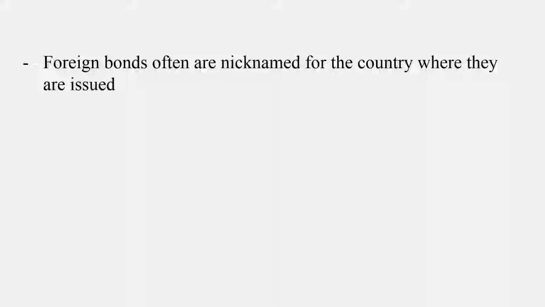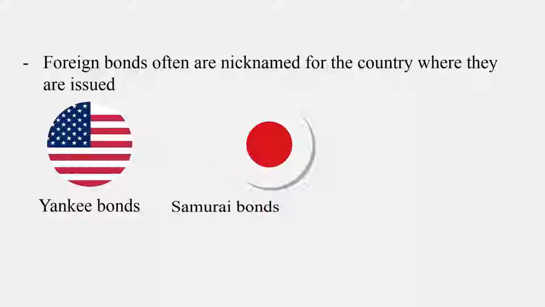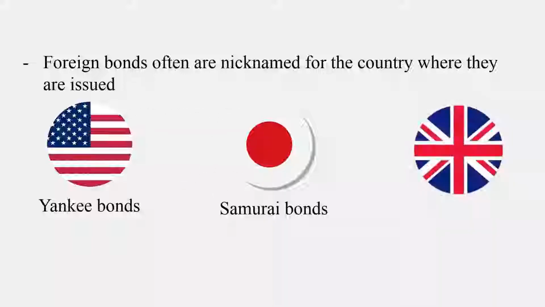Foreign bonds often are nicknamed for the country where they are issued. For example, Yankee bonds in the United States, samurai bonds in Japan, or bulldog bonds in Britain.